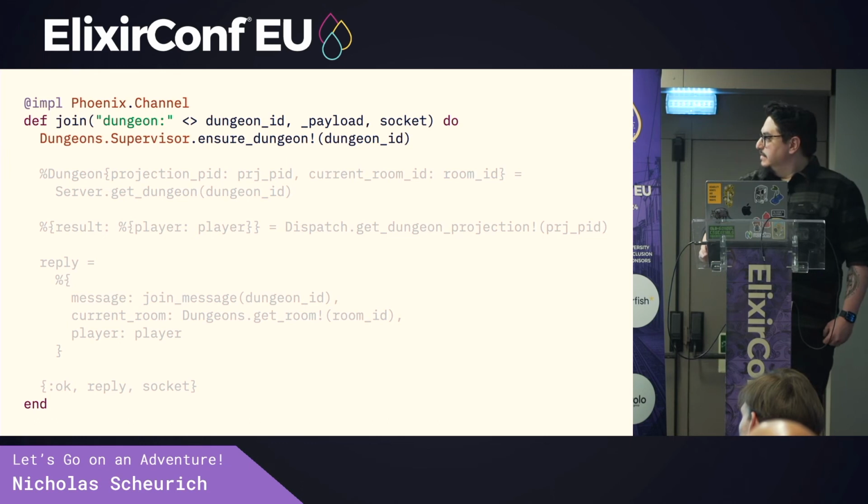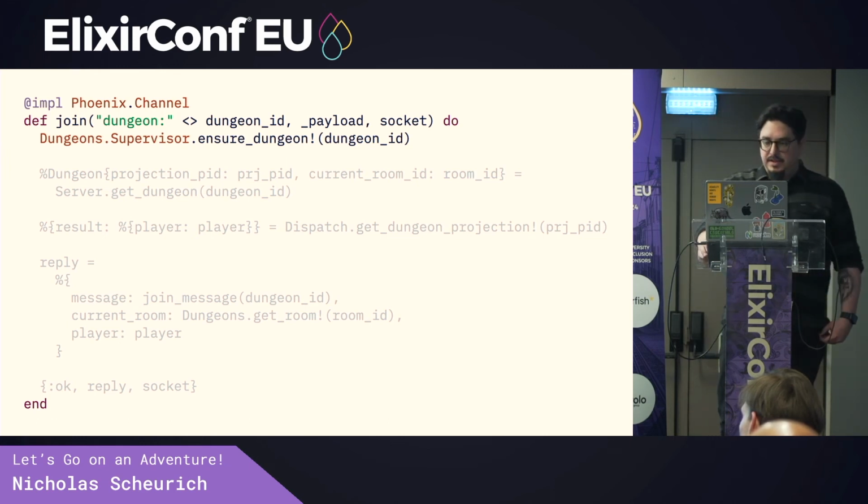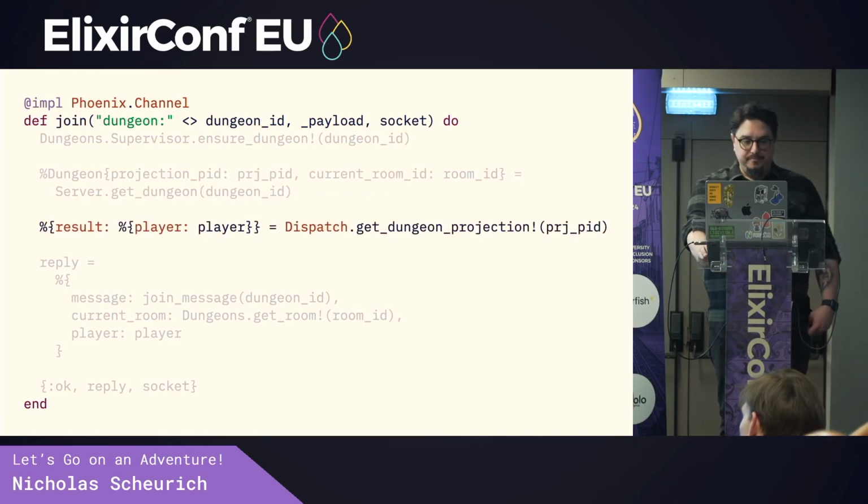And so for the sake of completeness, let's finish looking at that dungeon channel join function. We know what ensure dungeon is all about now, so let's look at the next little bit here. We get some information from the dungeon server, such as the current room ID, and something called a projection PID, which I'll go into a bit more in a second.